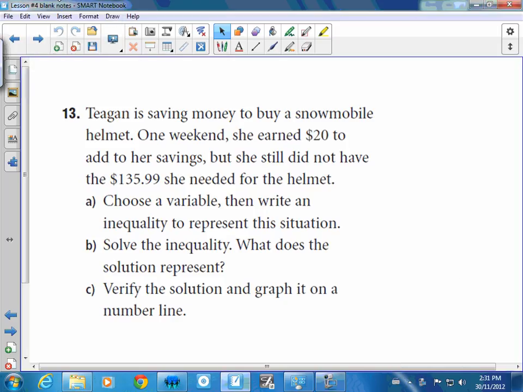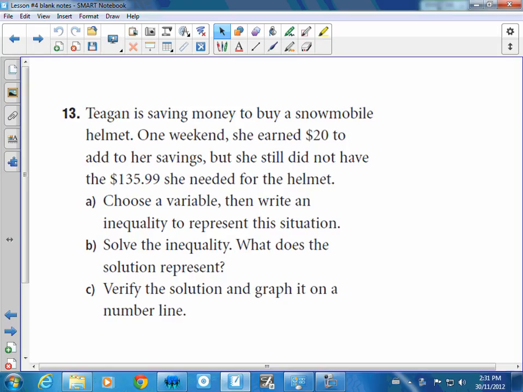Okay, so the last example that we didn't do yesterday was Tegan. Tegan is saving money to buy a snowmobile helmet. One weekend she earned $20 to add to her savings. So right there, $20. But she still does not have the $135.99. That's the cost of the helmet, right?